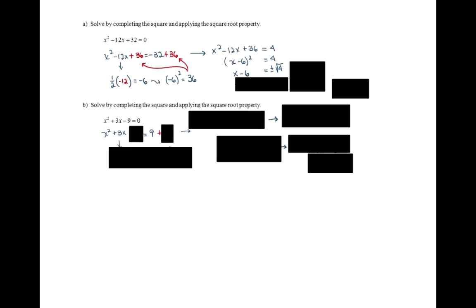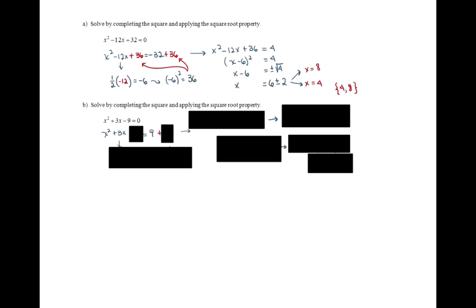So x is equal to, if I add 6 to both sides of the equation, 6 plus and minus radical 4, which is 2. Here are my two answers. x equal to 6 plus 2, or x equal to 6 minus 2. So answers are 4 and 8. Any question on that? What's the first step for part B?